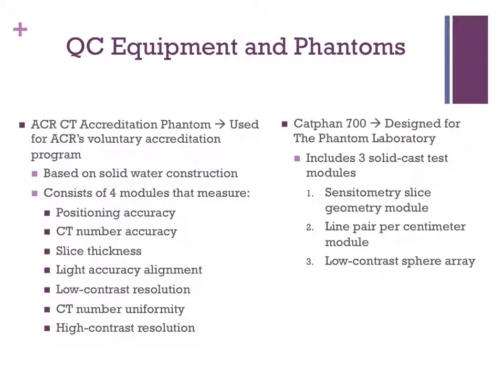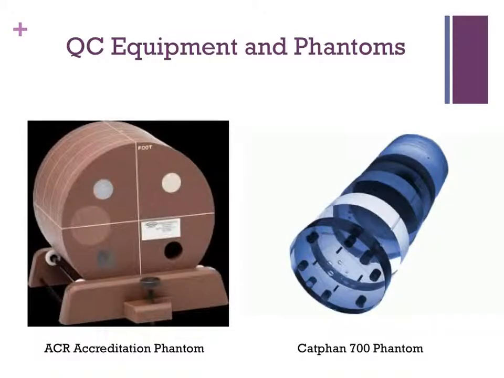The CATPHAN 700 phantom was designed by the Phantom Laboratory. It includes 3 solid cast test modules positioned inside the housing of the phantom, such as the sensitometry, slice geometry module, the line pair per centimeter module, and a low contrast sphere array. And this slide just shows the 2 different types of phantoms that we just discussed. So obviously the ACR accreditation phantom is on the left, and you can see the 4 different modules. And then the CATPHAN phantom is on the right.